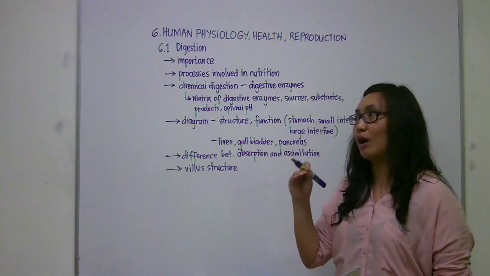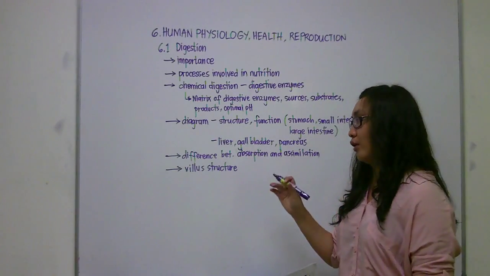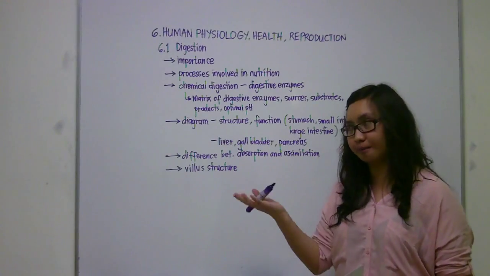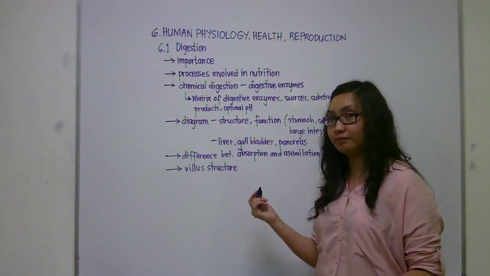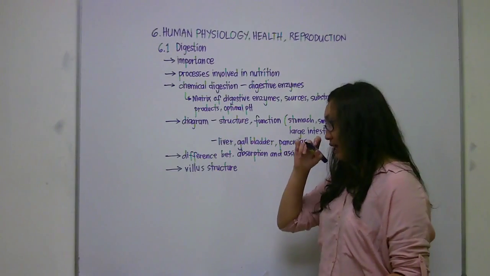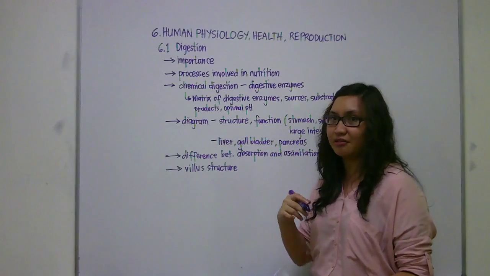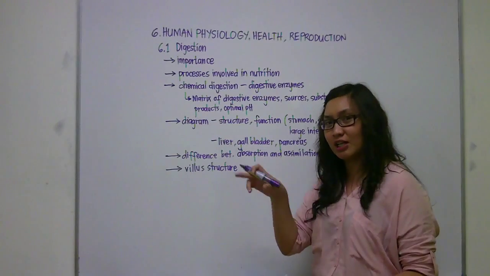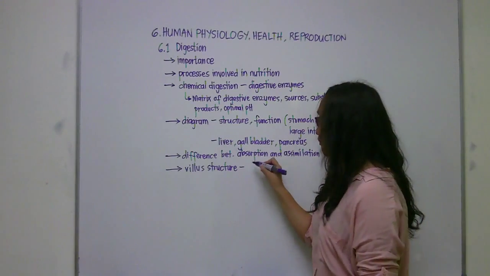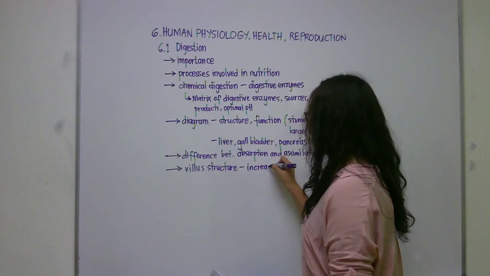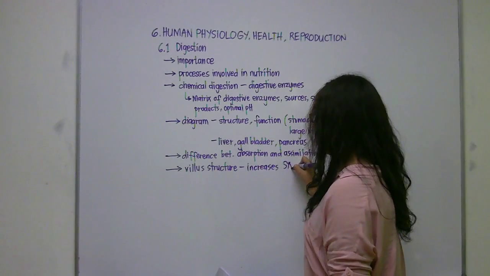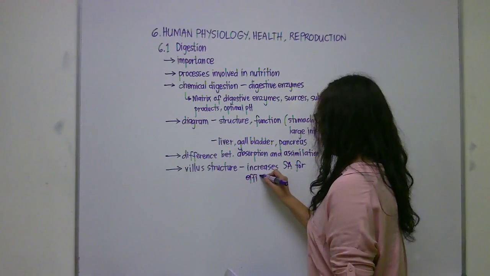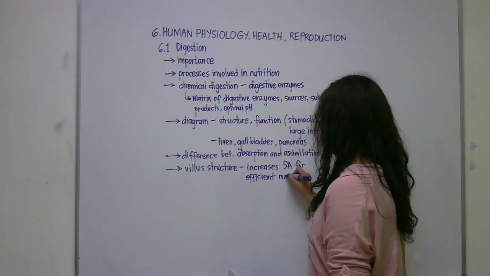We have to highlight certain words for this area, because it's considered a mark in IB exams. So instead of just saying increasing surface area, we have to relate why it increases the surface area to its function: increases surface area for efficient nutrient absorption.